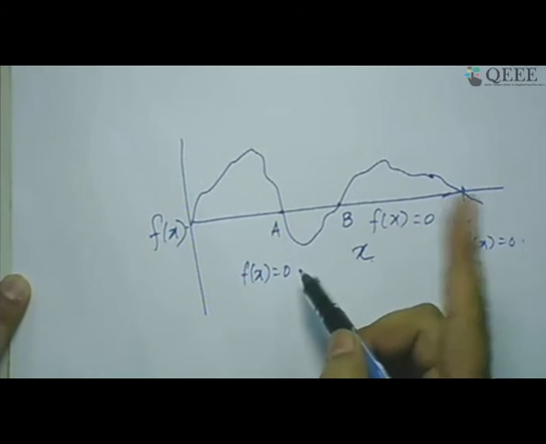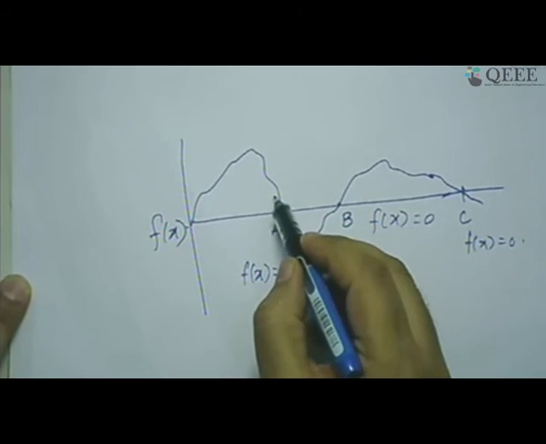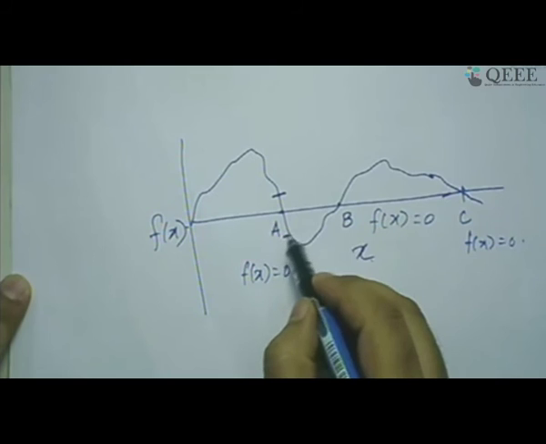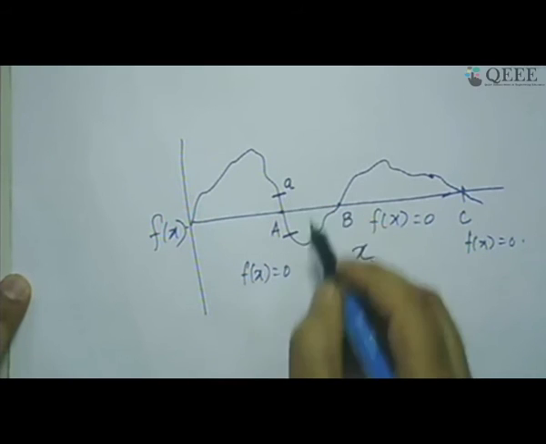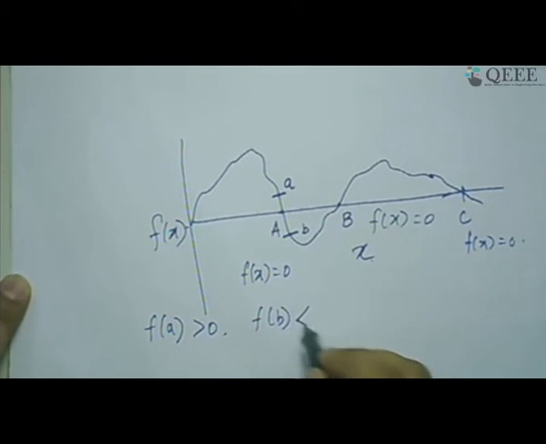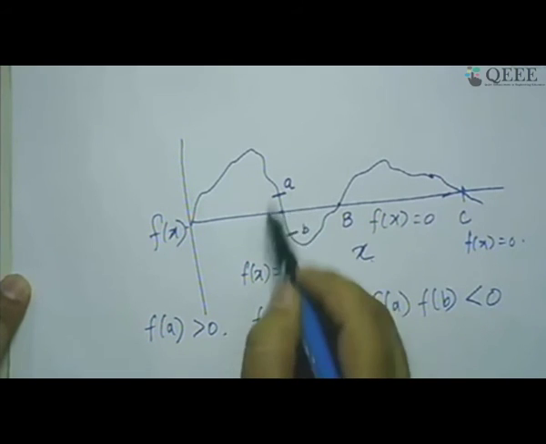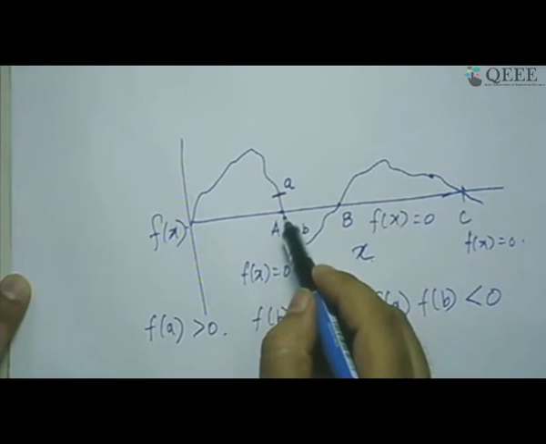So the idea behind the bisection method is very simple. The bisection method says: choose a point which is on the positive side, and choose another point which is on the negative side. Let me call one A and the other B. So if f of A is greater than 0 and f of B is less than 0, so that f of A times f of B is less than 0, then you know that your zero is bracketed. Now you take (A plus B) by 2, so that point is somewhere here.